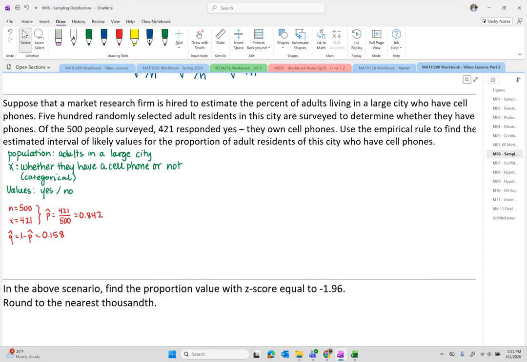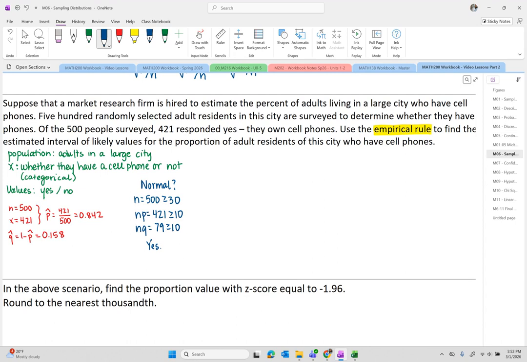So the empirical rule, if you remember, pertains to the normal distribution. So we want to discuss if we can use the normal distribution. And the answer is yes, we can. N is 500, which is large enough. N times P is 421, which is greater than 10. And N times Q is 79, which is also greater than 10. So the answer is yes, we can use the normal distribution.